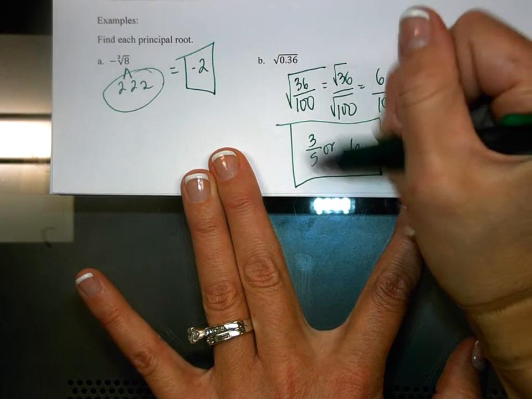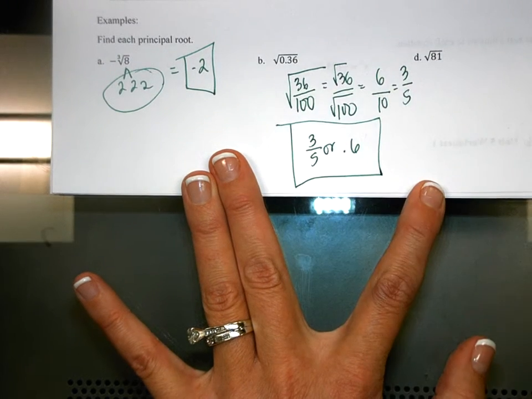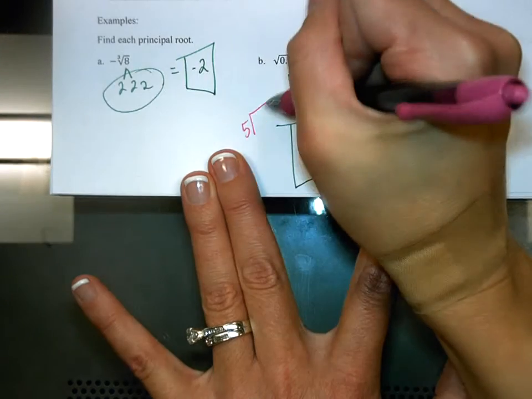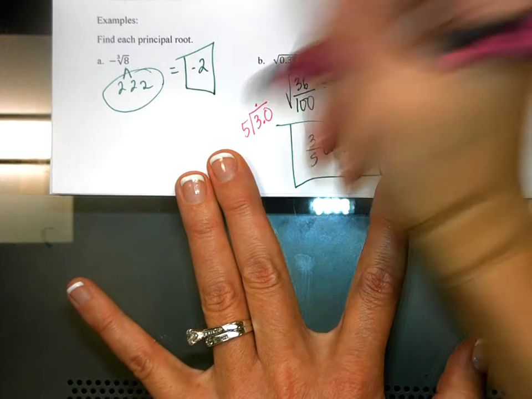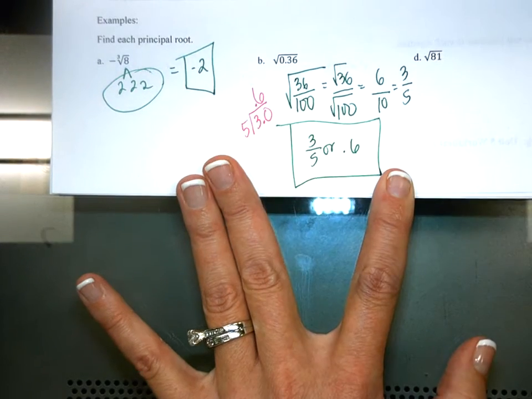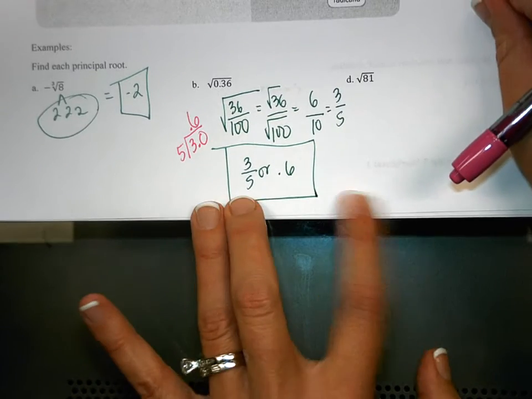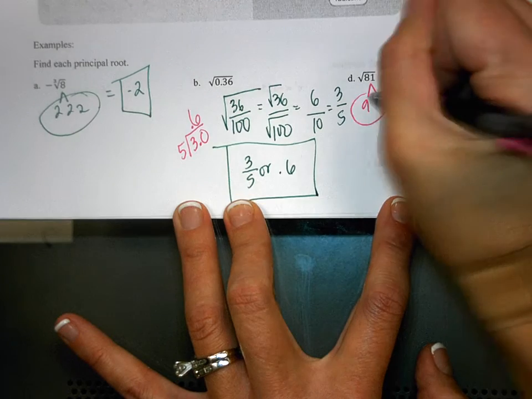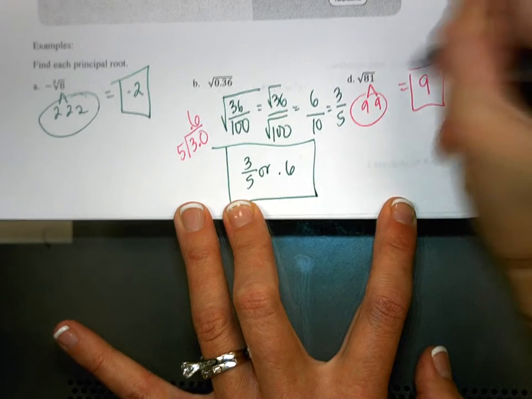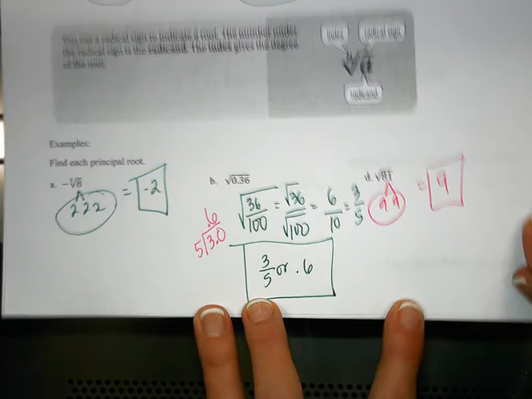And again, if you forget with 3/5, how can I change that to a decimal? What would I do? Good. 5 divides into 3. You add your decimal and a 0. And 5 goes into 36 times, which is how we get 0.6. Okay, what about D? What will this answer be? Good. 9 times 9. So my answer is 9. No, because the square root is already there.